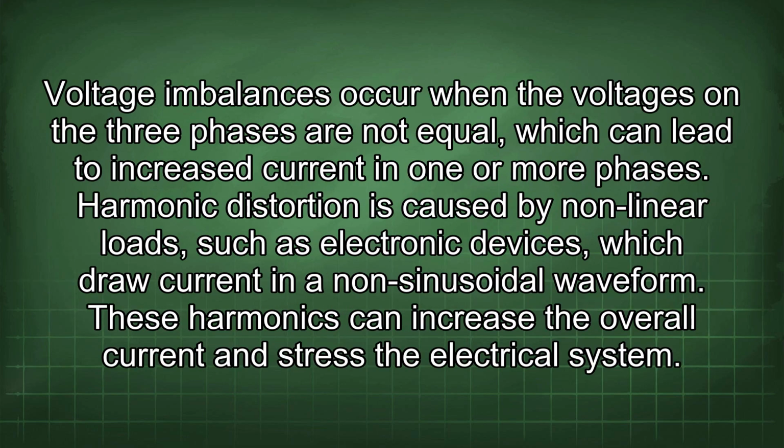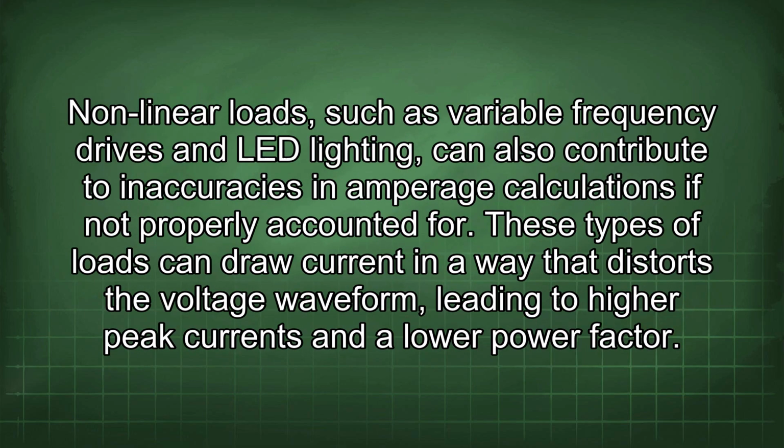Voltage imbalances occur when the voltages on the three phases are not equal, which can lead to increased current in one or more phases. Harmonic distortion is caused by nonlinear loads, such as electronic devices, which draw current in a non-sinusoidal waveform. These harmonics can increase the overall current and stress the electrical system. Nonlinear loads, such as variable frequency drives and LED lighting, can also contribute to inaccuracies in amperage calculations if not properly accounted for. These types of loads can draw current in a way that distorts the voltage waveform, leading to higher peak currents and a lower power factor.